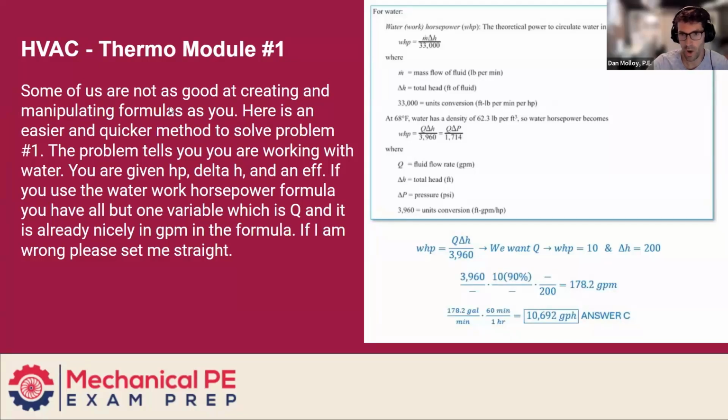First one's on Thermo 1. Some of us are not so good at creating and manipulating formulas as you. Here's an easier and quicker method to solve problem number one. The problem tells you you're working with water. You're given horsepower, delta H, and efficiency.